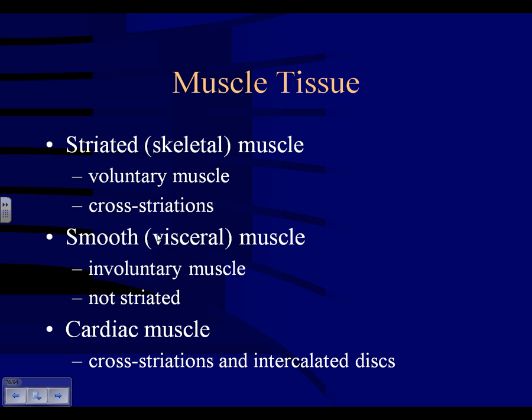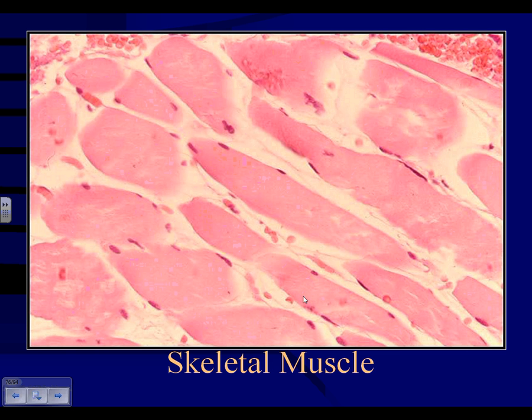Smooth muscle is involuntary. It's not striated, so it does not have those cross striations under the microscope. And this is any kind of muscle that you cannot move by thinking about it. You can't make your gut move by thinking about it. Cardiac muscle is kind of in between because it does have cross striations, but you are definitely not thinking about making your heart beat right now, right? So it's kind of in between because it's striated, but it's not under your willful control.